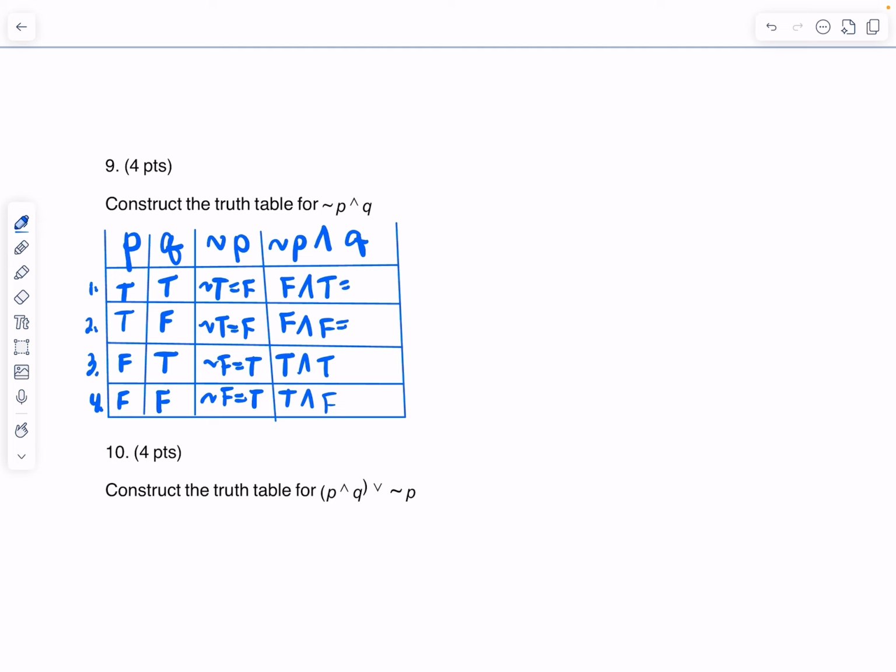All right, remember this is an and. The only time and is true is when both are true. So in line 1, I have false and true, which makes false. In line 2, I have false and false, which makes false. In line 3, here's that case where you have true and true, which is true. And finally, for line 4, true and false is false.